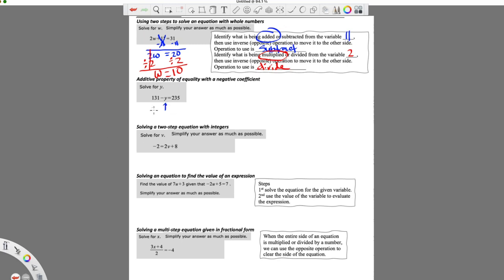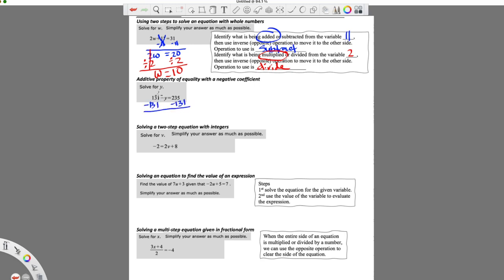Nope, y is being subtracted from 131. 131 is actually positive. Look at what's in front of the number to determine if it is positive or negative, not behind the number. Okay, so 131 is actually being added. So I want to do the opposite, and I want to subtract 131 from both sides.